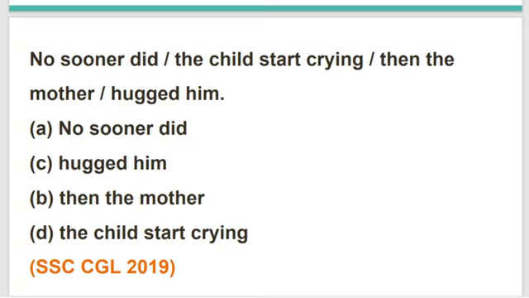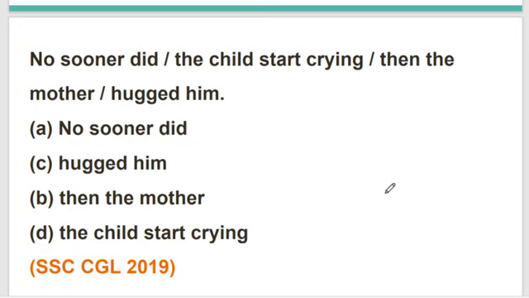No sooner did the child start crying than the mother hugged him. SSC CGL 2019's question. So it's a question from 2019, which is really easy, very sensitive, emotional, and of course, easy to find the error in.